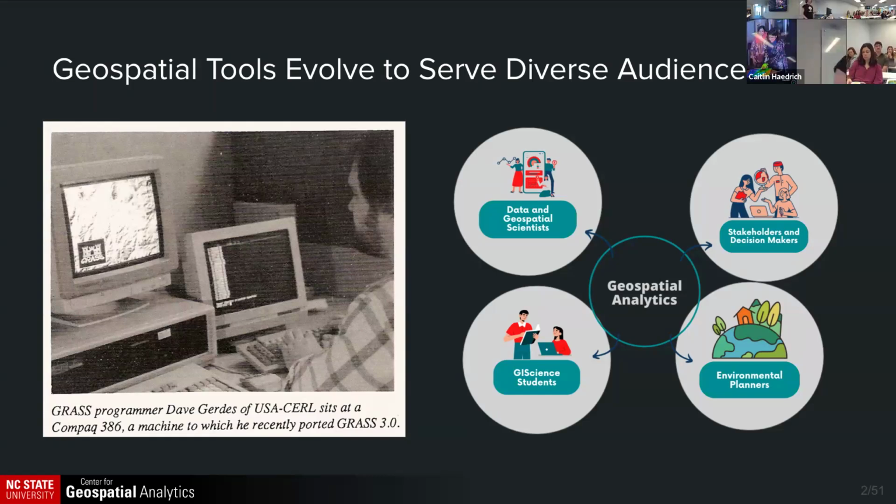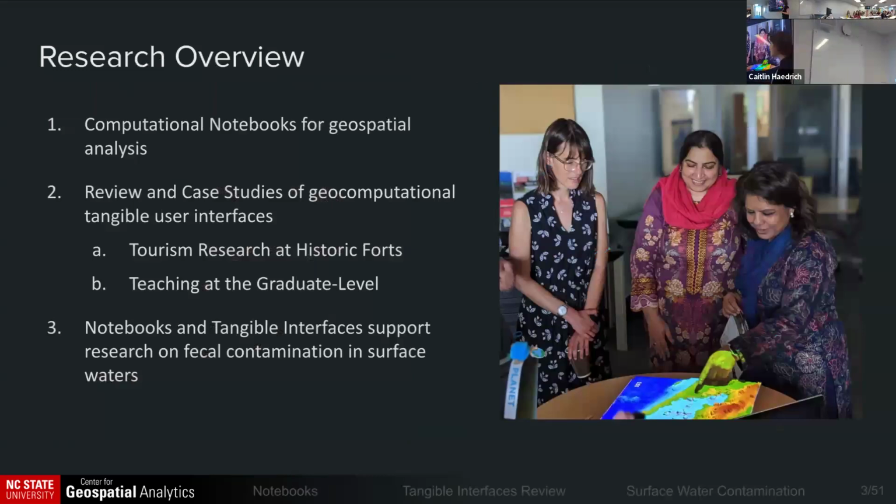And so I want to talk about two of those tools today, in particular, computational notebooks for geospatial analysis. We'll start with a presentation about that. We'll look at a review study of how tangible interfaces can be used for geospatial modeling, and we'll look at two quick case studies. And then at the end, in the final chapter, we'll put it all together, notebooks and tangible interfaces, to support a bigger research project on fecal contamination in surface waters. And so, yeah, let's start with computational notebooks.